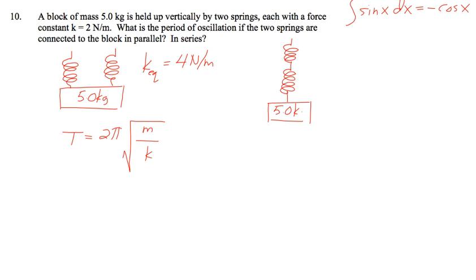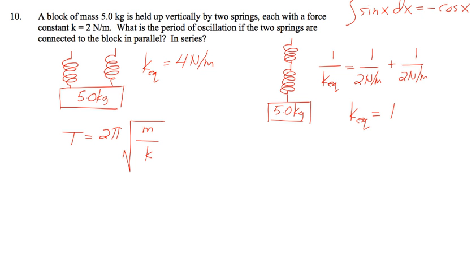The key here is, in series, you do it like you would be solving for the equivalent resistance in parallel for a circuit. You're going to do 1 over K_eq equals 1 over K1 plus 1 over K2. Each one of these is 2 newtons per meter. Well, 1/2 plus 1/2 is 1. So even if I flip it over, it's still 1. So my equivalent K over here equals 1.